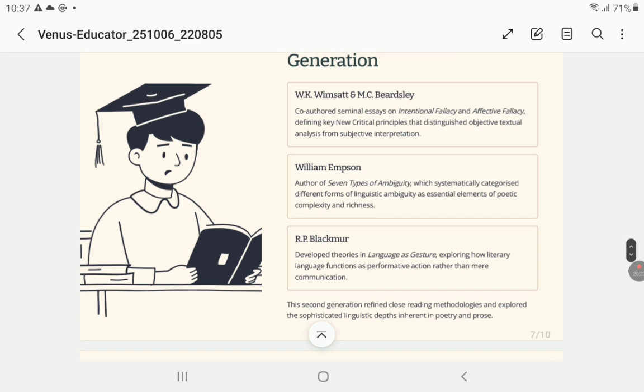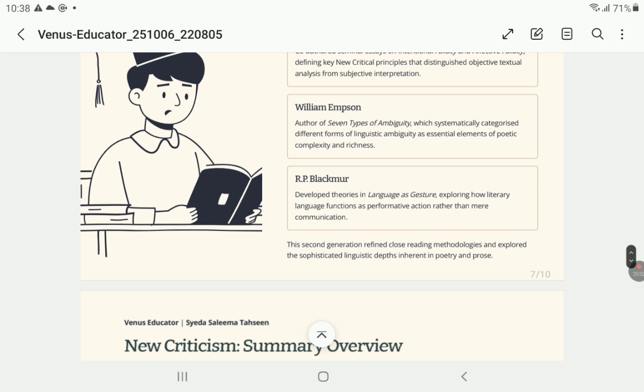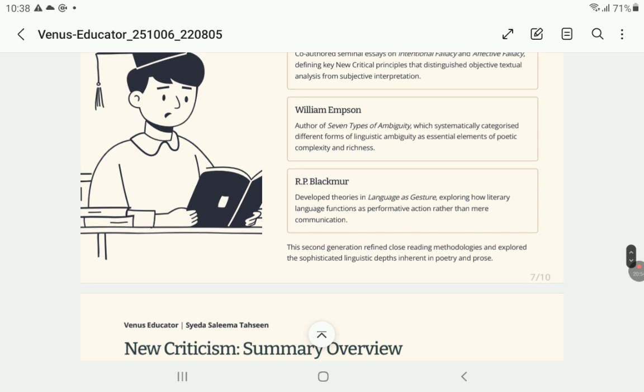William Empson talked about the Seven Types of Ambiguity, which systematically categorized different forms of linguistic ambiguity as an essential element of poetic complexity. Next we have R.P. Blackmur. He developed theories of language as gesture, exploring how literary language functions as performative action rather than mere communication. So he also gave some important concepts.